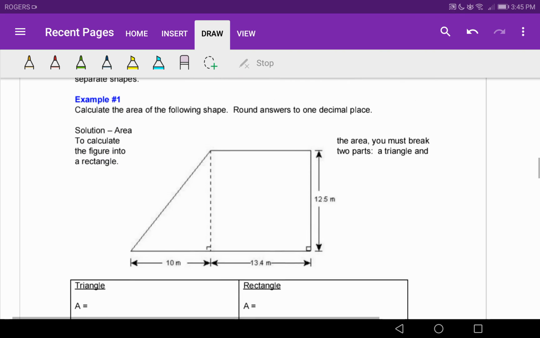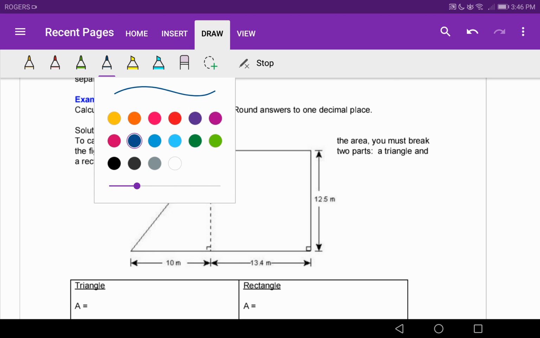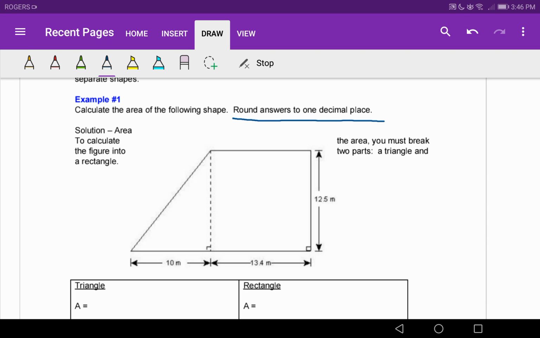Okay, so let's go ahead and do an example, and let's take a look at the way I've laid this out on your lesson sheet. It says calculate the area of the following shape. Round your answers to 1 decimal place. Okay, so we need to remember that. Round to 1 decimal place.